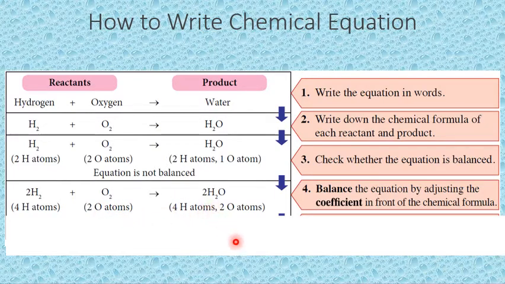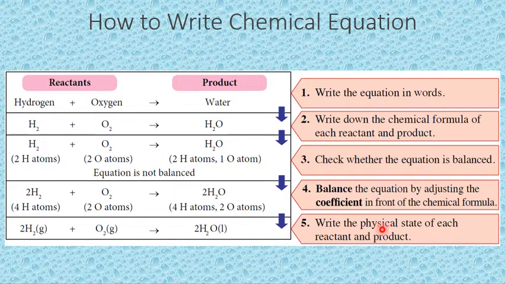So the final step is you write the physical state of each reactant and product. For the hydrogen you put gas, in the bracket g. Oxygen also gas, but the product is liquid, so you put l.